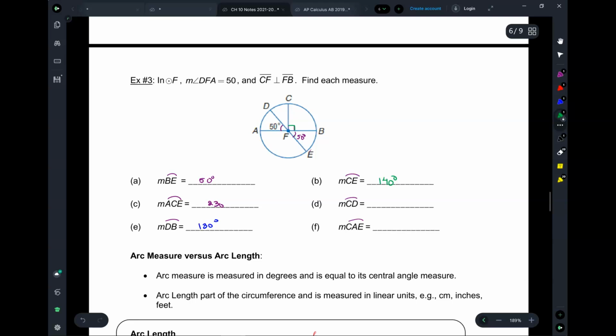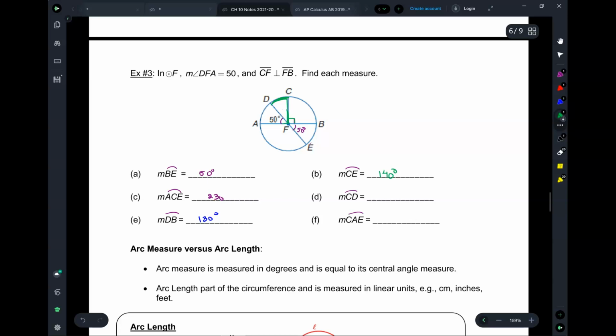Measure of arc CD, all right, so CD is this one. And we know that this right here is 90 degrees. And if this little one is 50, that makes this little angle 40, and arc CD is also 40 degrees. And last but not least, I have arc CAE. Okay, so what do we have here? This is 90 over here and 50. So this is going to be 360 minus 90 plus 50, and that will be 220 degrees.